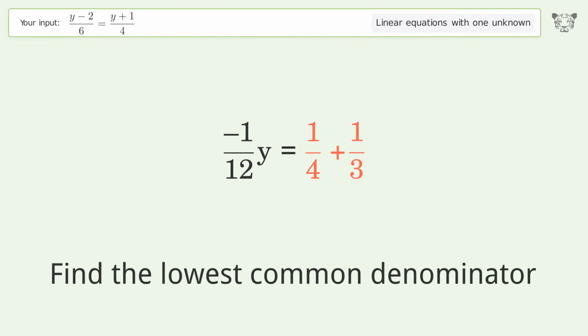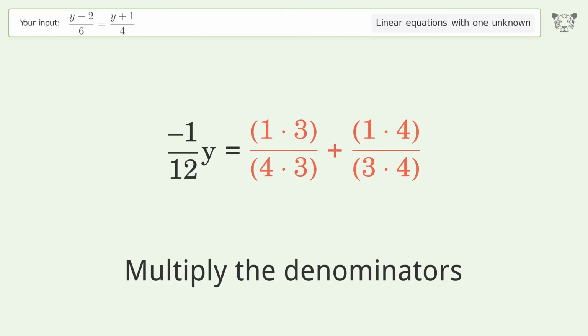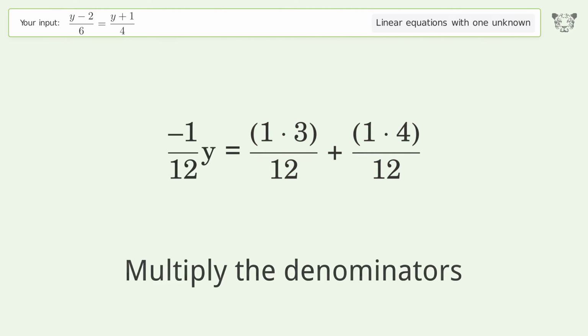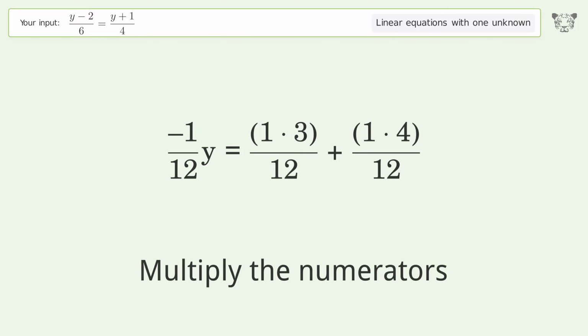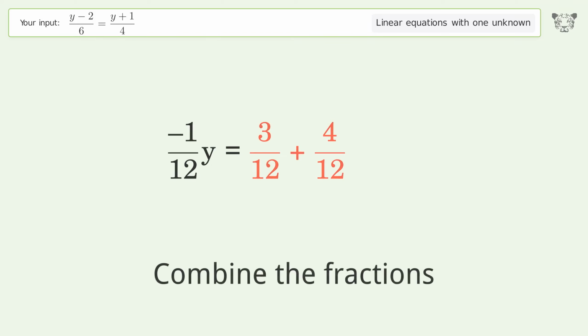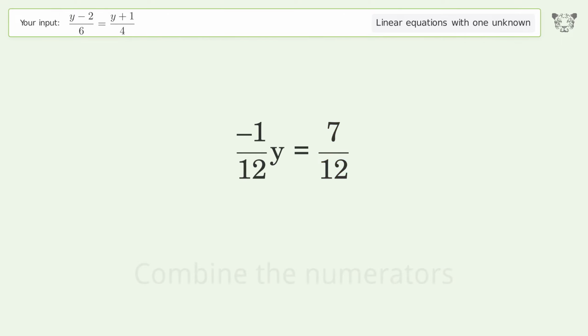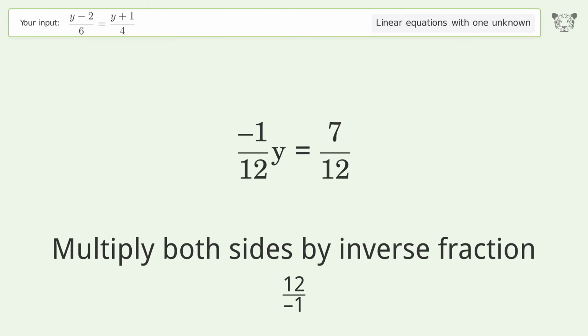Find the lowest common denominator. Multiply the denominators. Multiply the numerators. Combine the fractions. Combine the numerators. Isolate the y. Multiply both sides by inverse fraction 12/(-1).